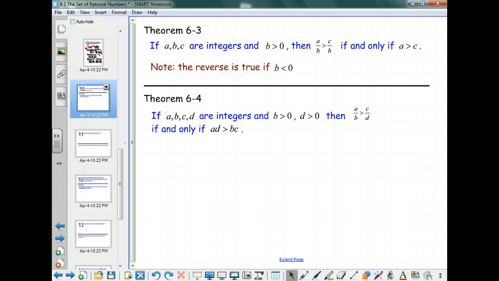All right, theorem 6.4 says that if you have these fractions, again in this sort of ratio, but now your denominators can be different, a over b and c over d, the fraction on the left-hand side is bigger if I can cross-multiply and the left-hand side value is bigger. I cross-multiply just like I did with equality, and the direction of the inequality symbol, the less than or greater than, will remain the same.